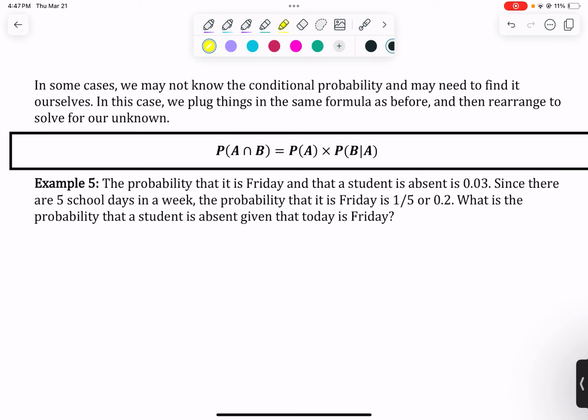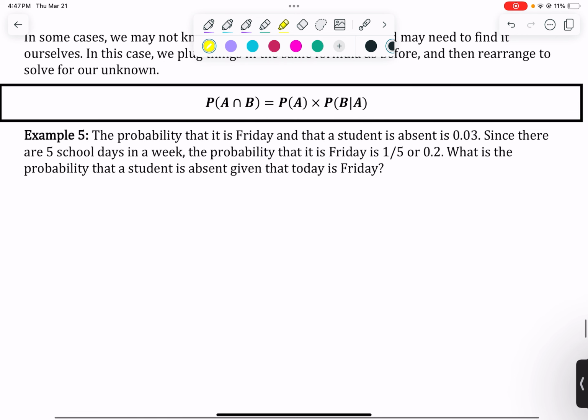So let's take a look at our first question and try and identify what information we have. The probability that it is Friday and that a student is absent is 0.03. Since there are 5 school days in a week, the probability that any school day is Friday is 1/5 or 0.2. What is the probability that a student is absent given that today is Friday?